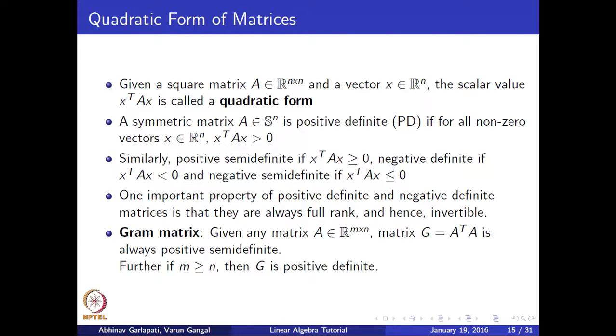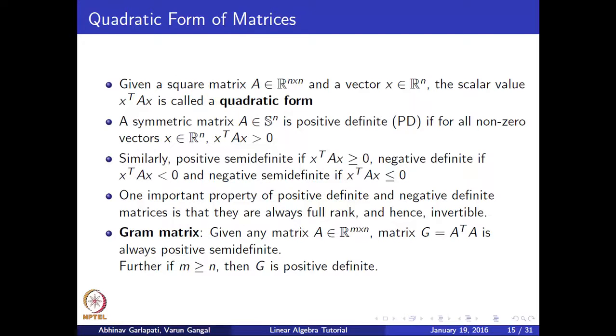A matrix A is said to be positive definite if its quadratic form is greater than 0 for any nonzero vector x. Similarly, we can define it to be negative definite. A matrix A is positive semi-definite if the quadratic form is greater than or equal to 0 for any vector x. Note that equality with 0 also may hold here. One important property of positive and negative definite matrices is that they are always full rank. An implication of this is that A inverse always exists.